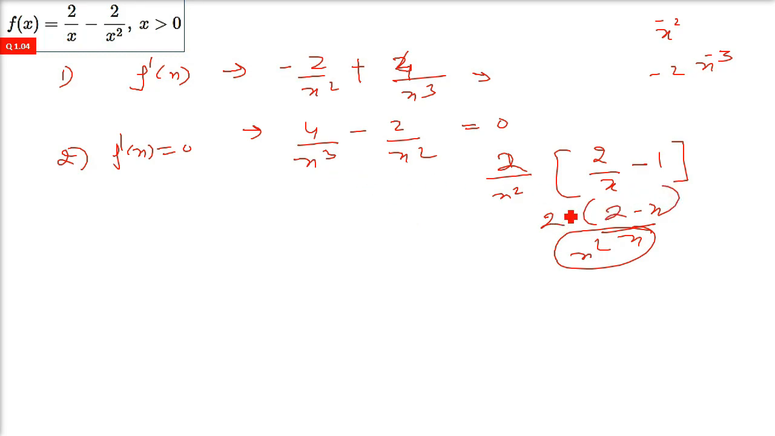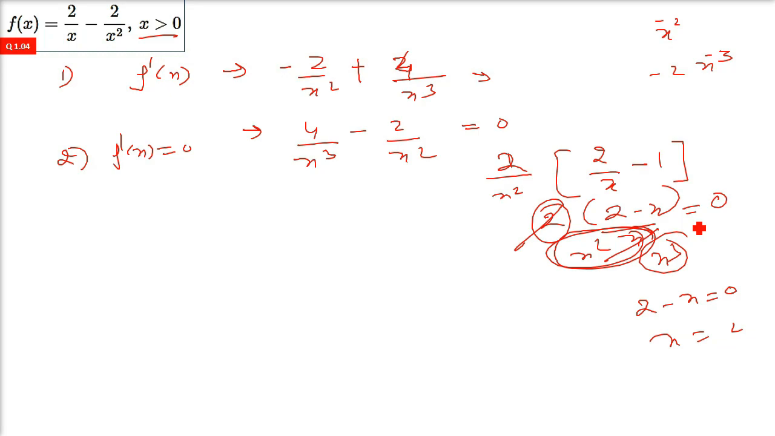See, x is greater than 0. It is already given in the question. We cannot have x as 0. So 2 cannot be 0. Only 2 minus x can be 0. You cannot have x as 0. So 2 minus x has to be 0. So 2 minus x equals 0 is x equals 2. So you got only one critical point, which is x equals 2.